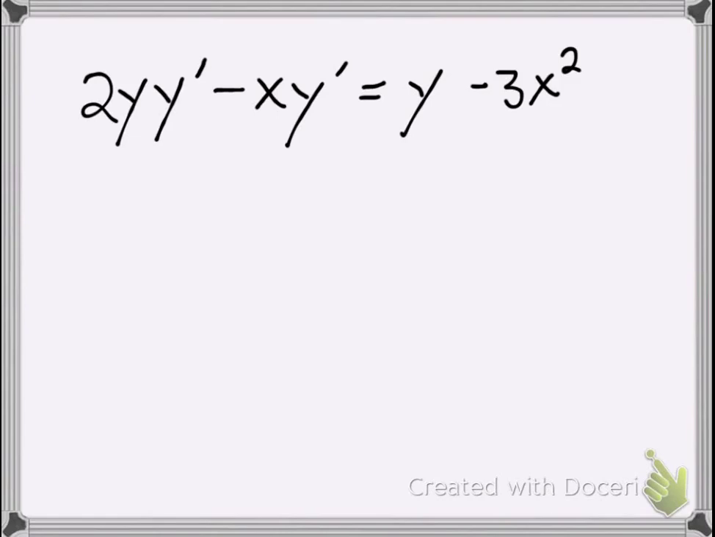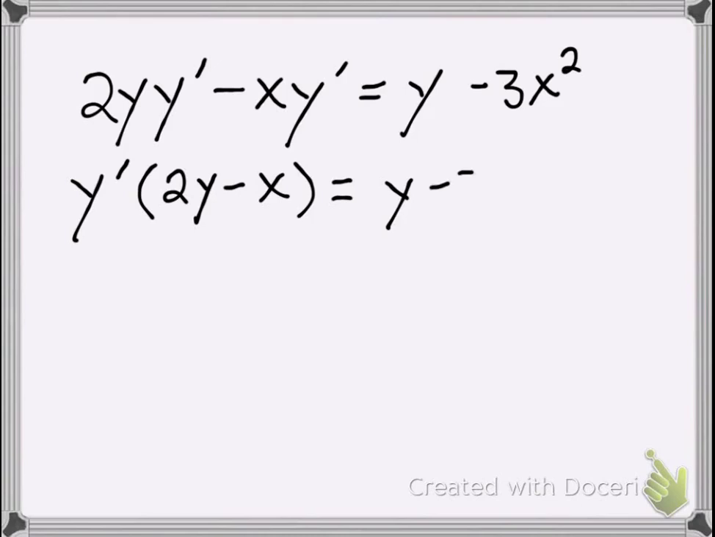So there it is. Okay, and then what we're going to do is we're going to factor y prime from both terms on the left side of the equation. So on the left side of the equation we get y prime multiplied by 2y minus x. And on the right side of the equation we still have y minus 3x squared. So then our last step is to divide both sides of the equation by the quantity that's inside the parentheses.